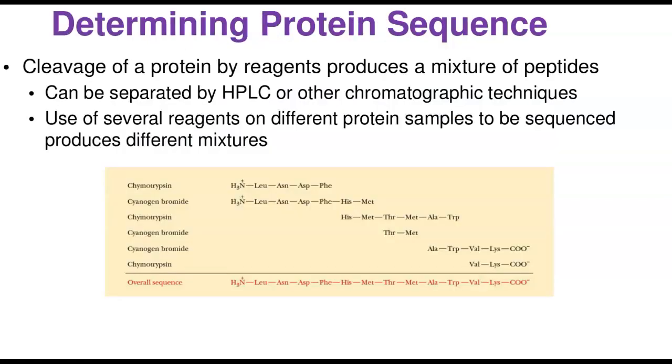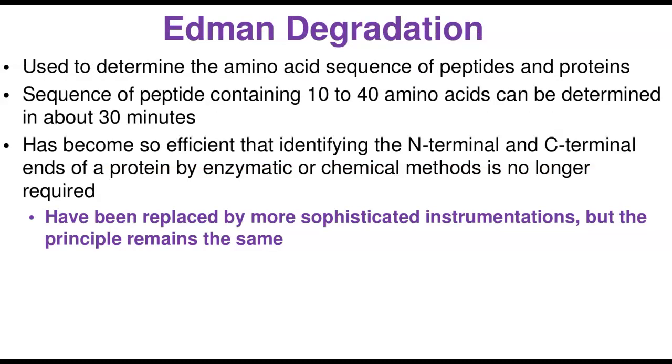Now, determining the protein sequence, like I said, involves the cleavage of this protein by reagents that produce a mixture of polypeptides. And these polypeptides can be separated by HPLC or other chromatography techniques. It uses several reagents on different protein samples to be sequenced in different mixtures. This is exactly what happens here. So you look at how chromatography can be used in breaking this apart. You can also use cyanogen bromide. You can use chymotrypsin in each of these stages. And at the end of the day, you can determine the overall sequence of this protein. So it's actually a very complex process, but one which has recently been replaced by better equipment.